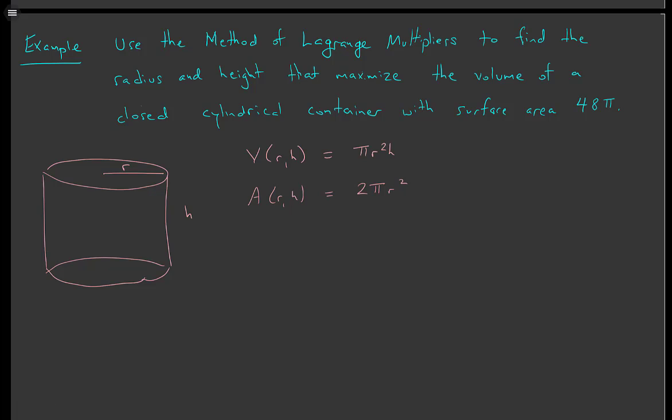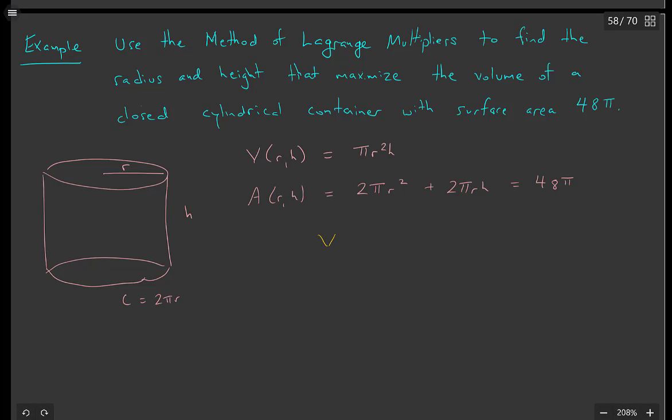And then the lateral face is basically a rectangle that's been rolled up. It's going to have length equal to the circumference, 2 pi r, and height equal to h. So that's 2 pi r times h. And this is actually a constraint, that this function is equal to 48 pi. So we've got our equations now. We can go ahead and apply the method of Lagrange multipliers.